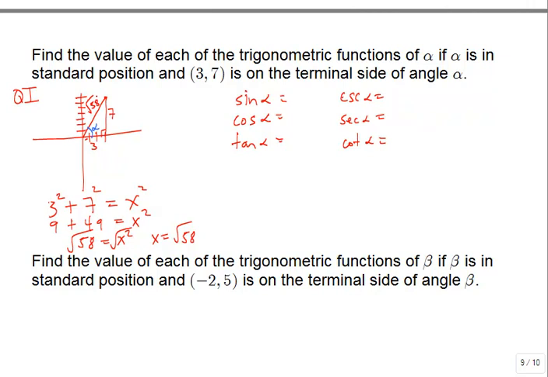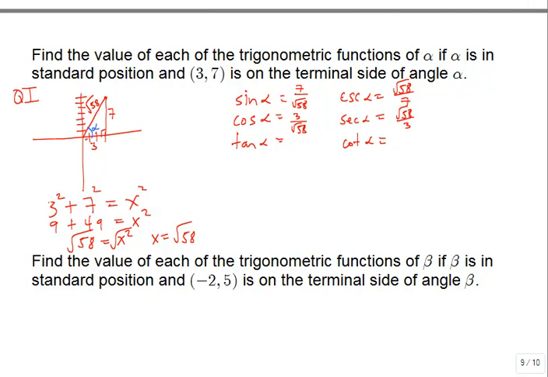square root of 58. So now I can use those right triangle definitions for our trig functions. Sine should be opposite, which is 7, over hypotenuse, which is square root of 58. I'm not going to bother to rationalize that. I'm just going to leave it like that. If we know sine of alpha, then we know cosecant. Just flip it over: root 58 over 7. Now cosine of alpha would be adjacent, which is 3, over hypotenuse, so square root of 58. And then the reciprocal of that is just secant.